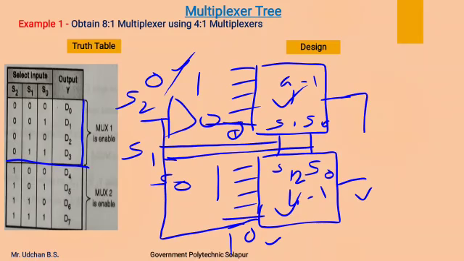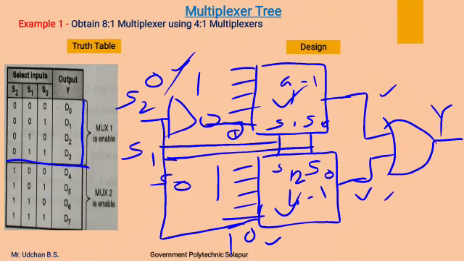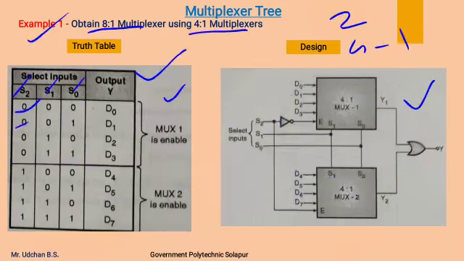Now we want only one output, so I am connecting both these outputs through an OR gate, so that we can get either output of the two multiplexers on the output line Y. So this is how we can design an 8:1 multiplexer using two 4:1 multiplexers. This is the diagram which is drawn over here.